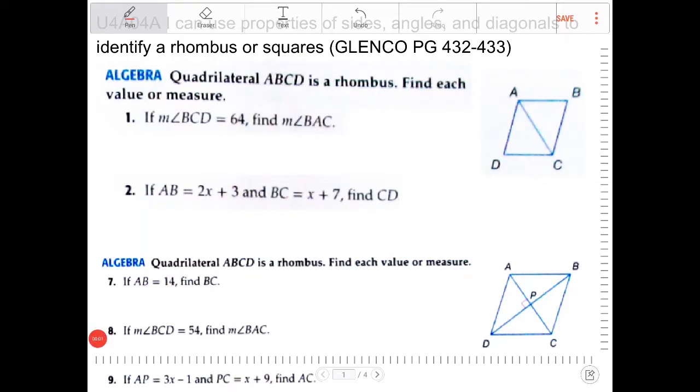Hello students, in this video I will go through exercise U4A04A right out of the Glencoe book, page 432 to 433, which is on rhombus and squares. Let's take a look. Question number 1.